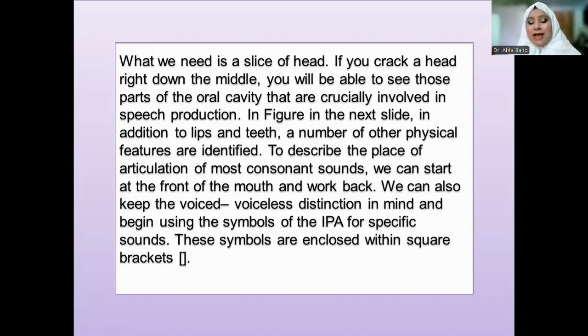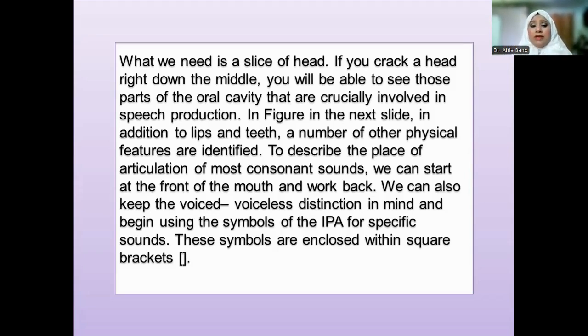What we need is a slice of head. This head, as we discussed in the last video also, the slice of head we need. If you crack a head right down the middle, you will be able to see those parts of the oral cavity that are crucially involved in speech production. In the figure on the next slide, in addition to lips and teeth, a number of other physical features are identified that we will discuss. To describe the place of articulation of most consonant sounds, we can start at the front of the mouth and work back. We will start from the front of the mouth and see which sounds come out from the middle and the back of the mouth.